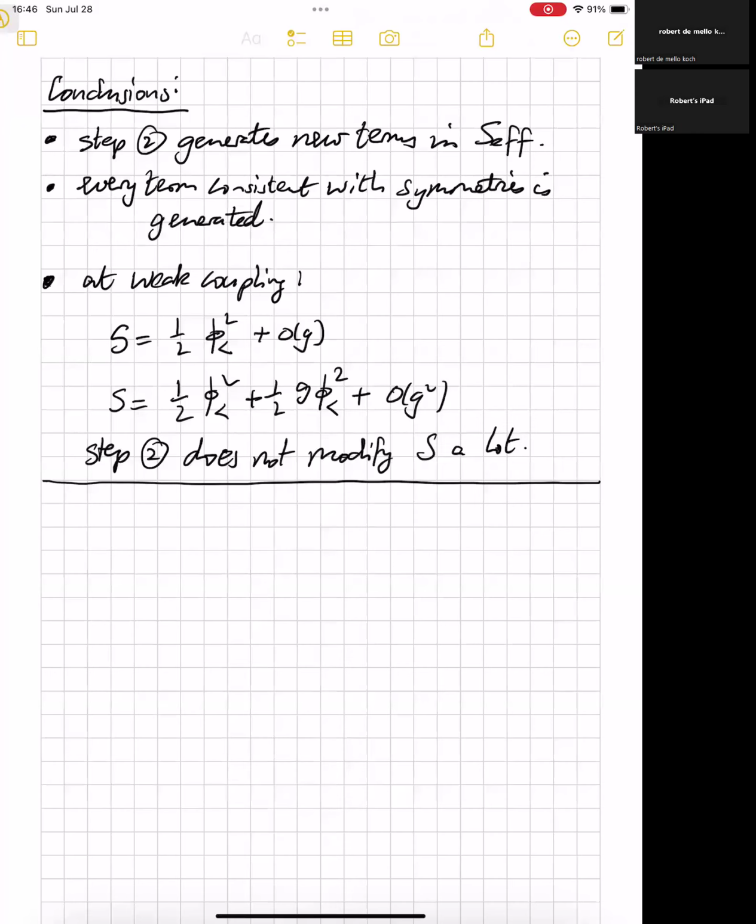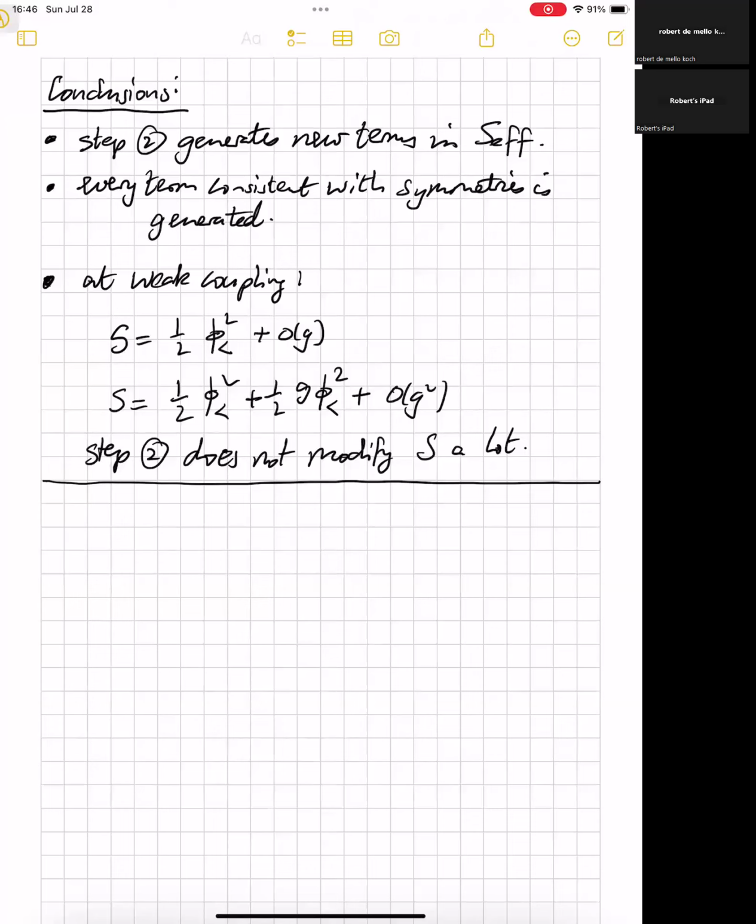Okay, so we know for step one, we simply want to extract one shell that we're going to integrate over. And we know how to do that. We just split the measure into two pieces and we integrate over the high energy modes. For step two, which involved actually looking at that integral, we've learned that step two will generate all sorts of new terms in S effective. In fact, in general, we'll generate every term that's consistent with the symmetries of the theory.